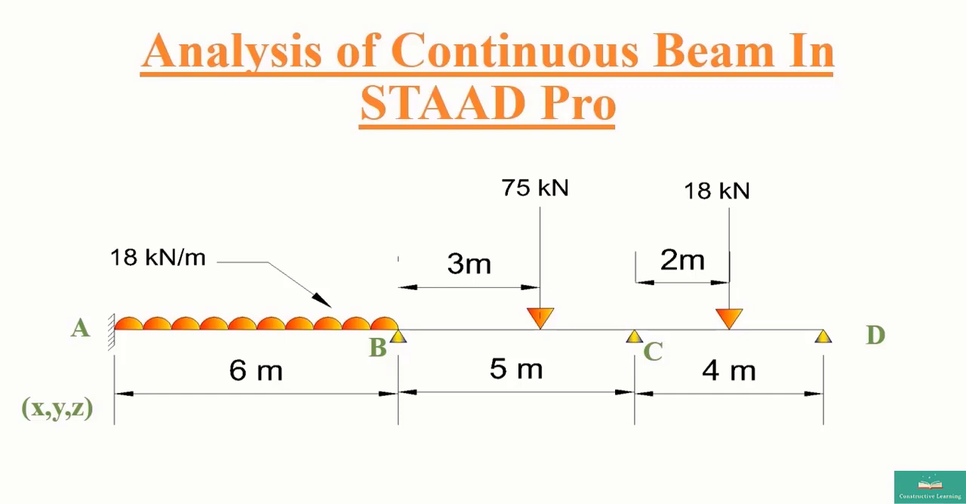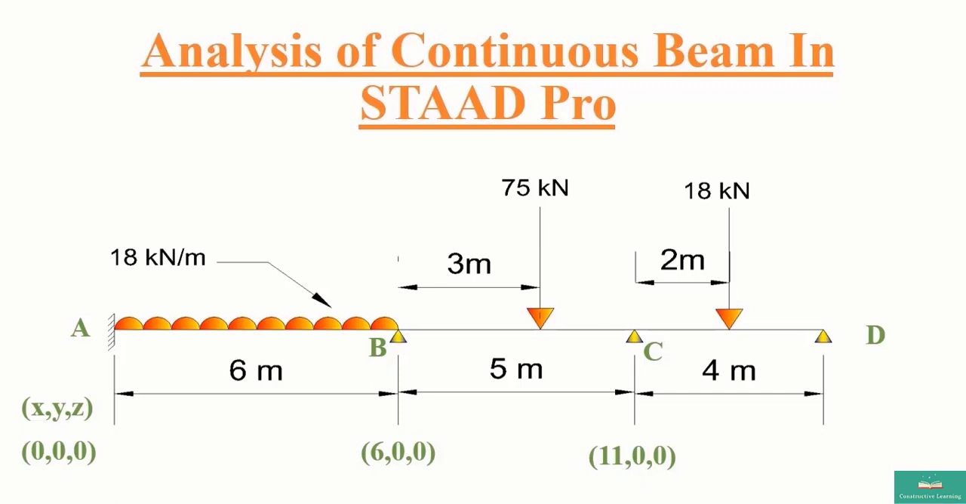Start from joint A. If we give 0, 0, 0 for A, then coordinate of B will be 6, 0, 0 because from A to B the length is 6 meter. Coordinate of C will be 11, 0, 0 because the length from A to C is 6 plus 5, that is 11 meter. The coordinate of D will be 15, 0, 0 because the total length from A to D is 6 plus 5 plus 4, which is equal to 15 meter.